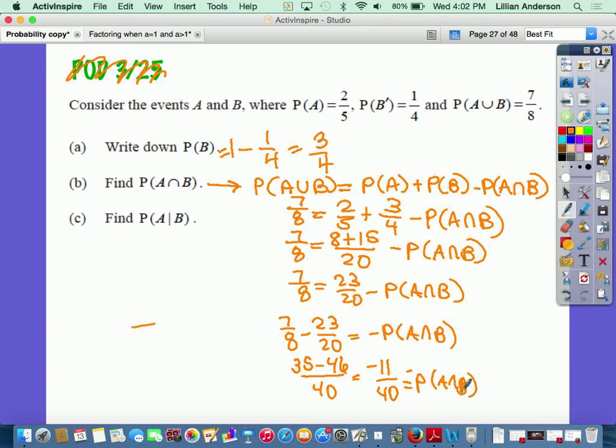Hopefully you did this without your calculator, just like how I did. That's why there was a silence. So 11 over 40 equals the probability of A intersection B, using the addition rule.